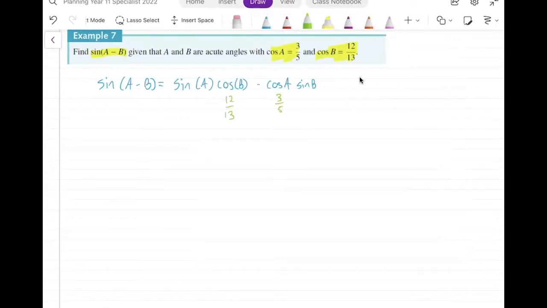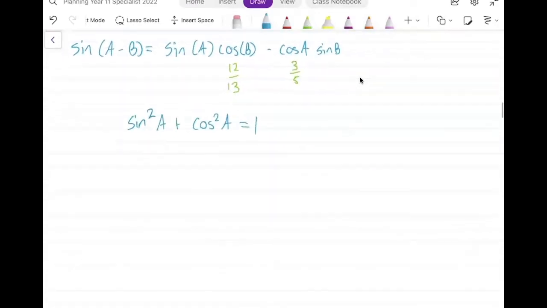However, as I said before, if we're trying to figure out cos and I know sine, we do have an identity that links them, and that is my Pythagorean identity, which says that, in this case, our angle is A, so let's use A: sine squared A plus cos squared A is equal to 1. Now, if I do cos A, that's going to become sine squared A plus 3/5 squared equals 1.